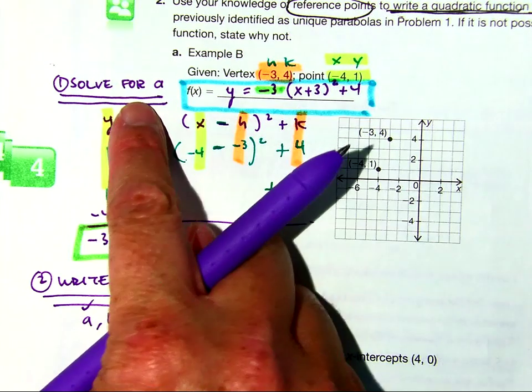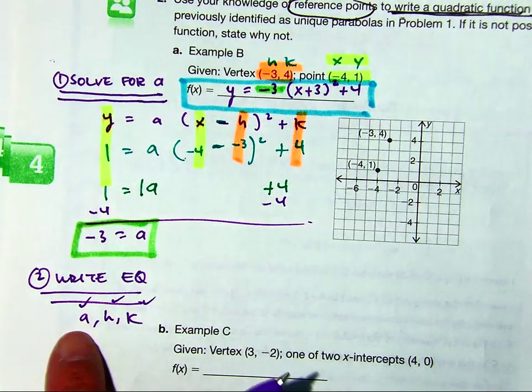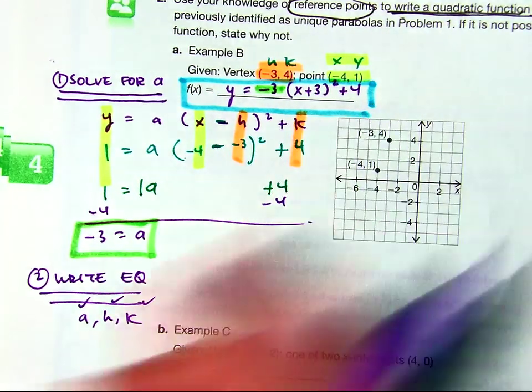I solved for A first. I took my A, H, and K, and I put it back into vertex form to get an equation.